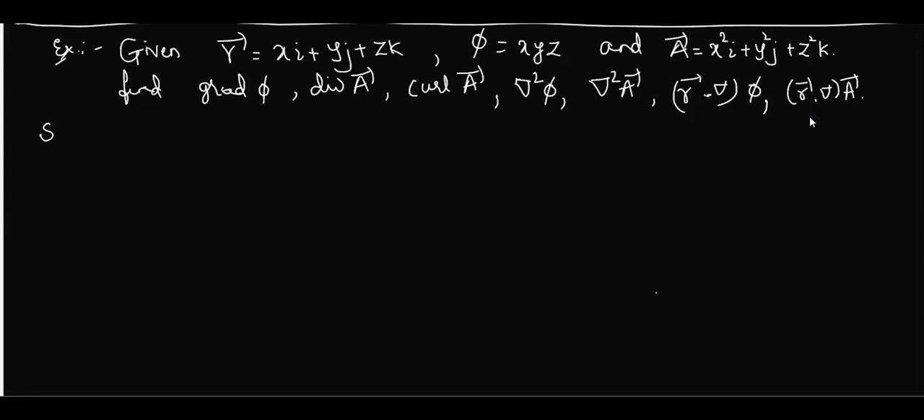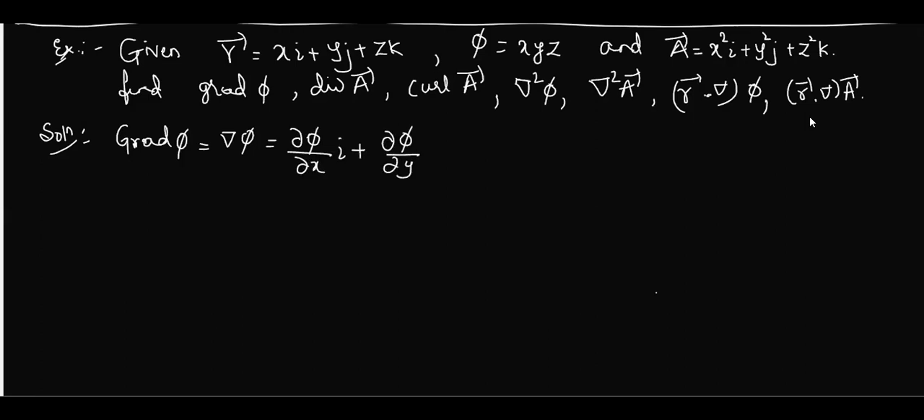So now let us start from the first. We have to find first the gradient of phi. It's written as grad phi, or even you can use this notation. Recall and tell me what is gradient of phi. You can write the expression directly. It is dou phi by dou x i plus dou phi by dou y j plus dou phi by dou z k.